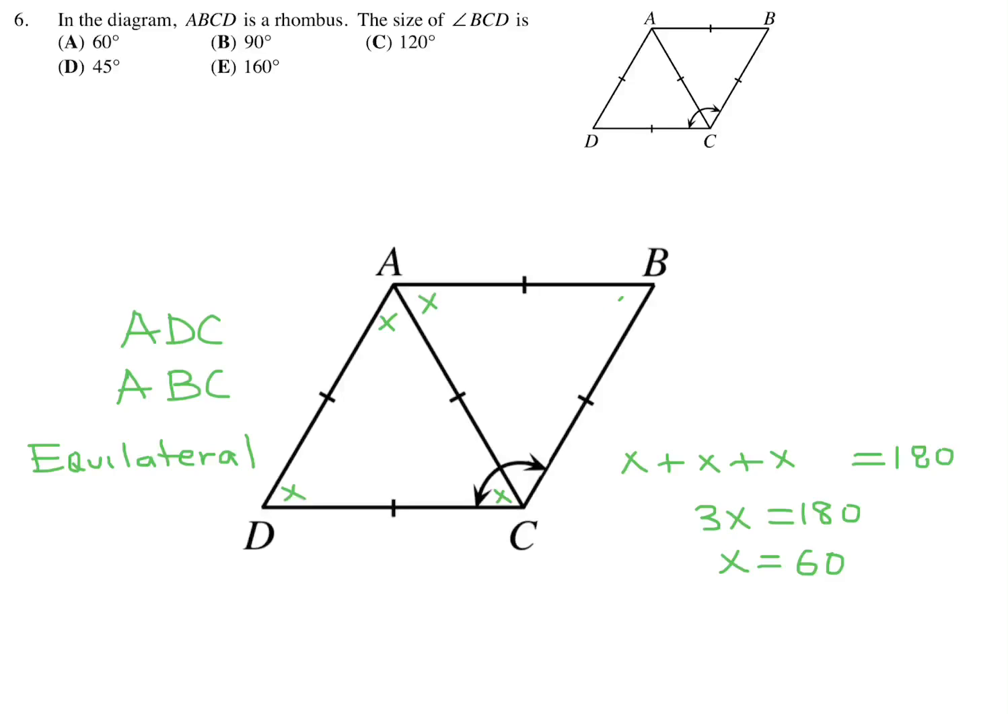This is also x, x, and x, because they're all equal. So this x is equal to 60, and this x is equal to 60. They're asking, what is the measure of this full angle right here? Well, that full angle is x plus x, which is 2x, and 2x is equal to 2 times 60, which is 120. So number 6, the answer is C.